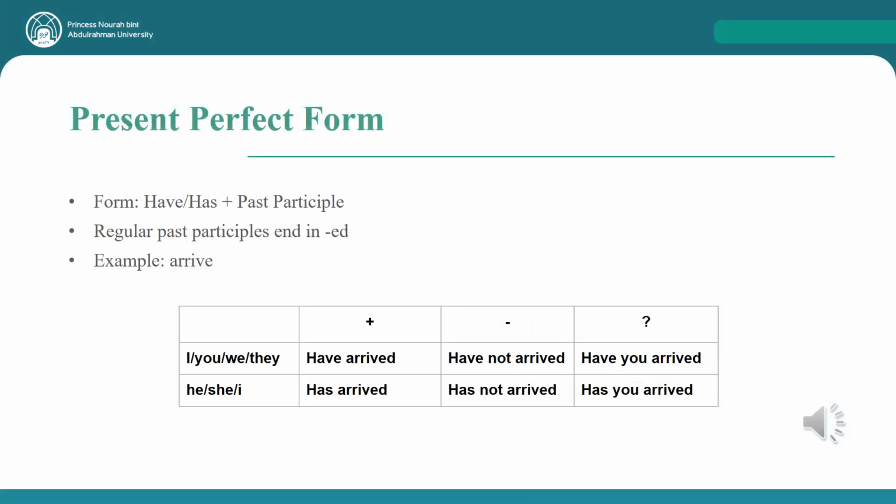We form the present perfect with have or has plus past participle. Regular past participles end in -ed and are the same as regular past simple forms. For example, arrive would be arrived.